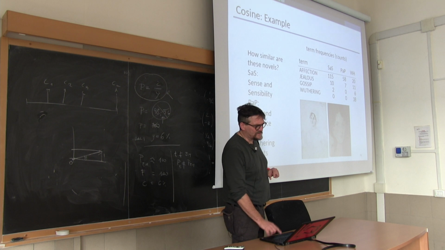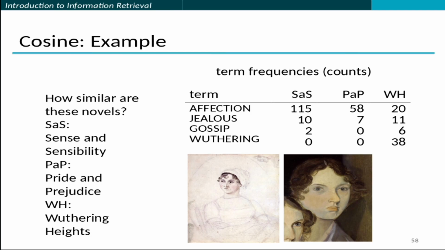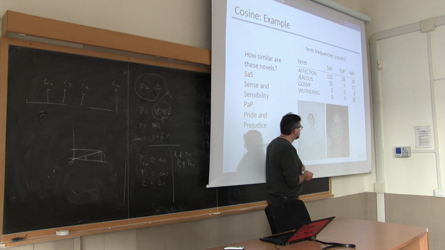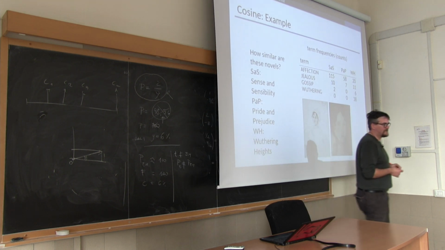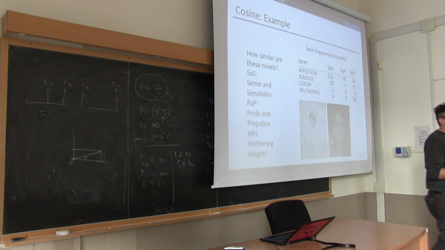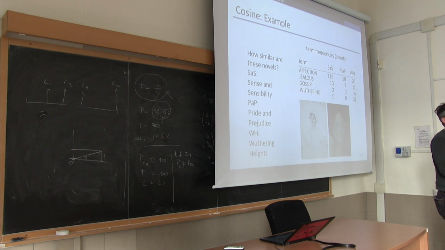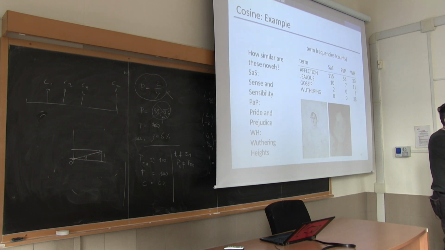So now let's consider an example. We want to measure how similar these novels are: Sense and Sensibility, Pride and Prejudice, and Wuthering Heights. Notice that the first two are by Jane Austen, and the third one is by Emily Bronte. We need this information for a question we'll have later on.